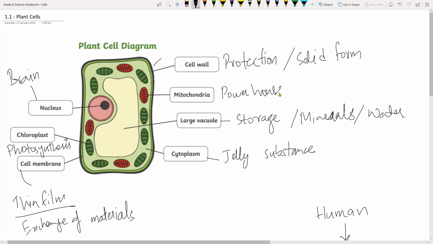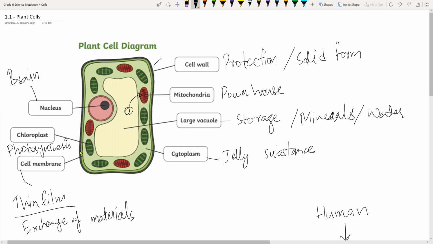And what it does is that it takes up some of the stored energy over here, and burns it up and provides energy to all other components like the chloroplast and the nucleus to do their job, right? So it's a powerhouse. It does the respiration process, right? While the chloroplast does the photosynthesis.